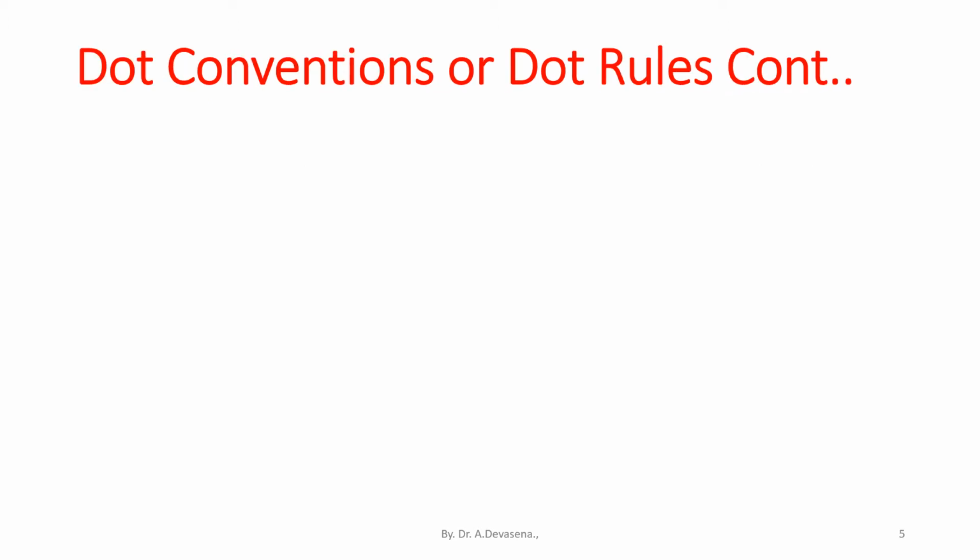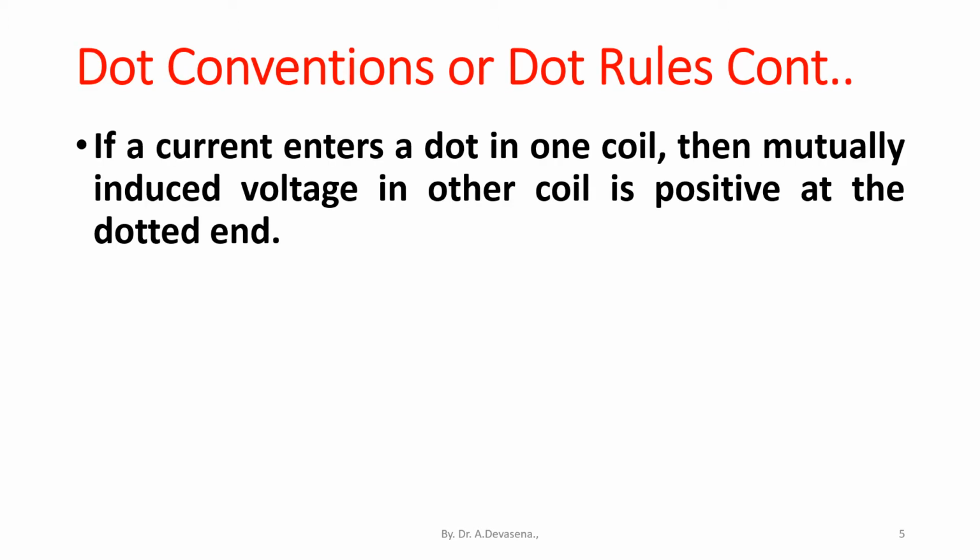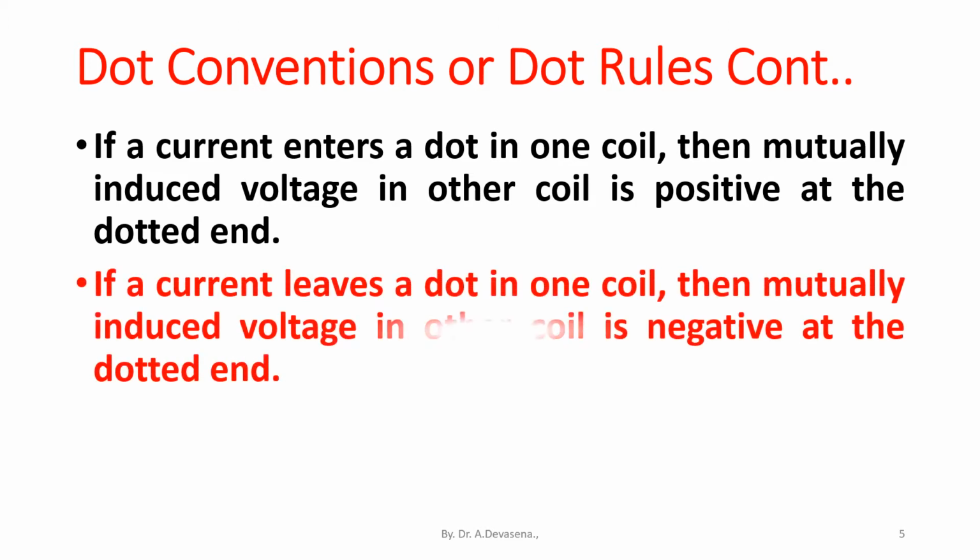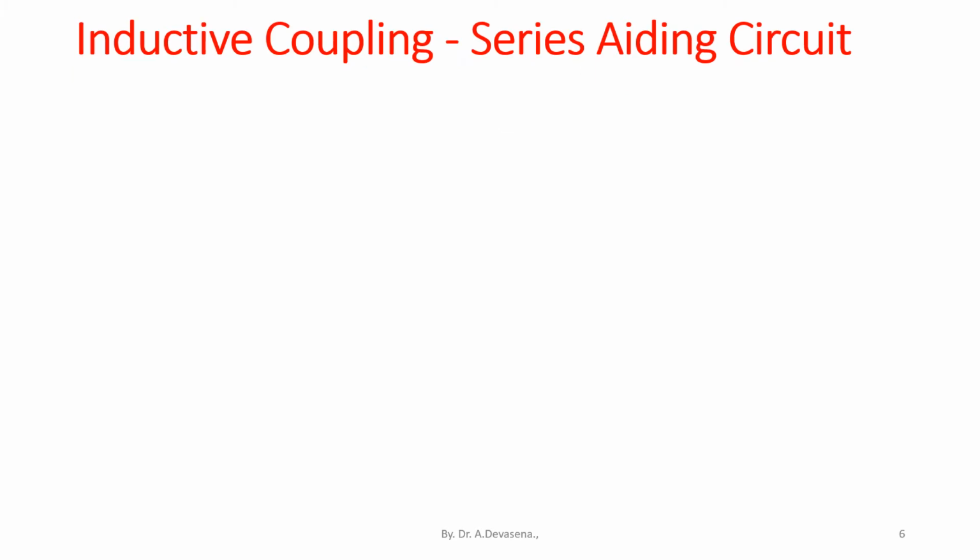If a current enters a dot in one coil, then the mutually induced voltage in the other coil is positive at the dotted end. If a current leaves a dot in one coil, then the mutually induced voltage in the other coil is negative at the dotted end. Inductive coupling series aiding circuit.